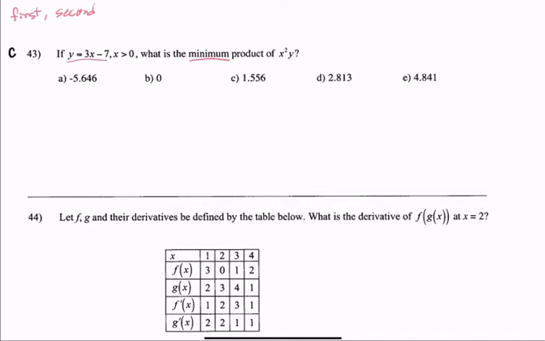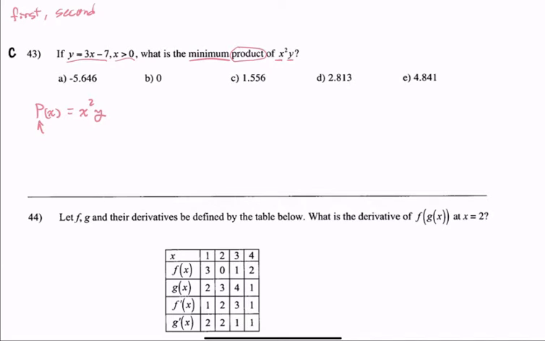If y equals this, and you know that x is greater than 0, what is the minimum product? The minimum product, okay, so that's what we're looking for, the smallest product. Now, here we have x squared and y multiplying to each other. That's the product, so I'm going to say p of x. I'm making this up. I'm saying p is our function. Why did I pick p? Because it's a product that we're looking for. You could have used f, it doesn't matter. But p of x is x squared y.